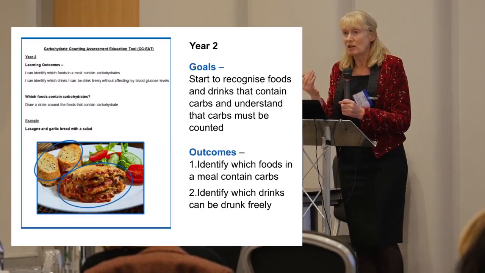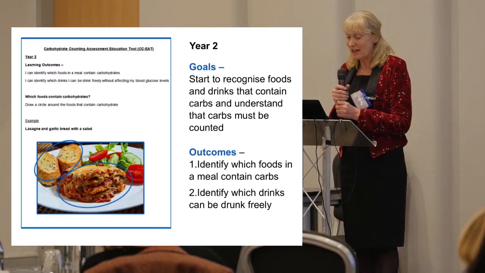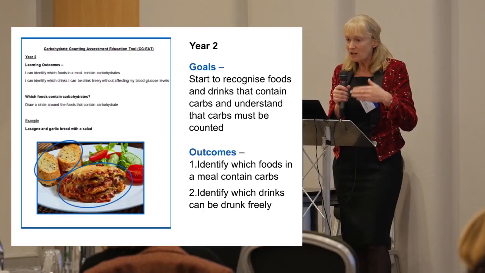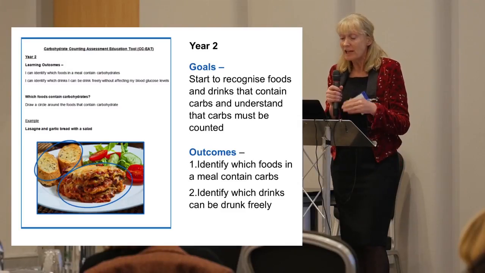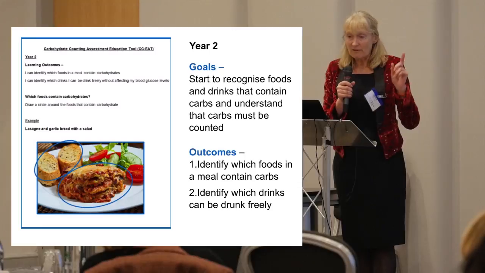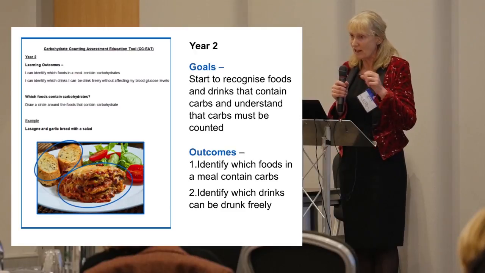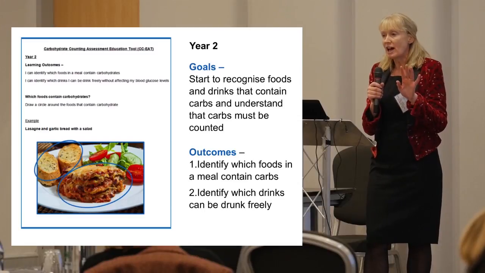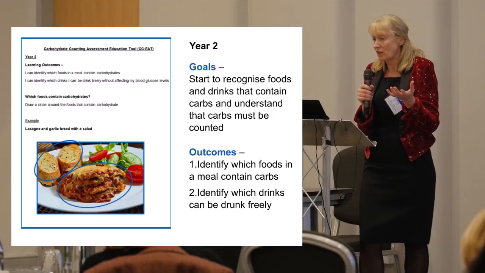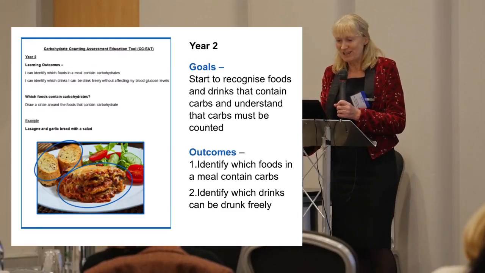In year two, as the goals of diabetes education, they're all in 2-year groups, so the goals are the same, but the outcomes are a little bit more advanced. So they're now having to look at identified foods in a meal containing carbs. I've just got the first picture, which is an example, but then they've got about 6 pictures of foods, and they have to circle the carbs. And at the end then, they also have a picture of 5 bottles of drinks, and they have to choose the one that has no carbs, that they can drink freely. And obviously that's the one that says sugar-free on it.